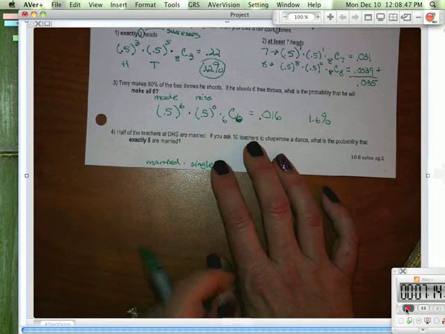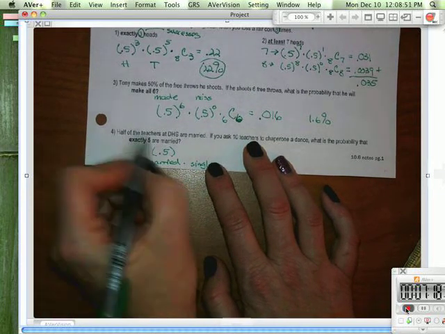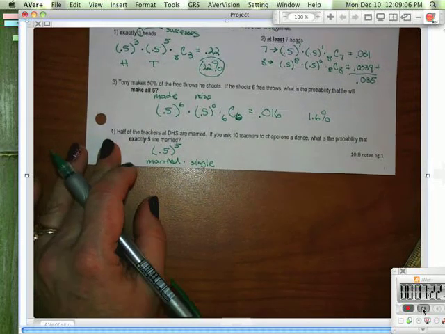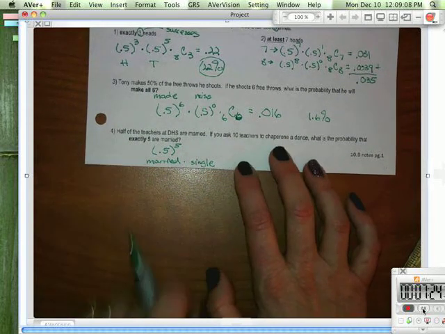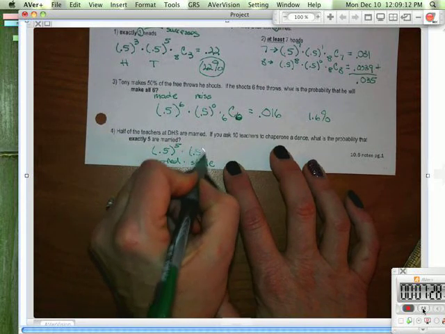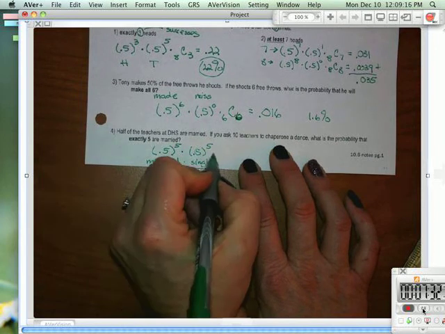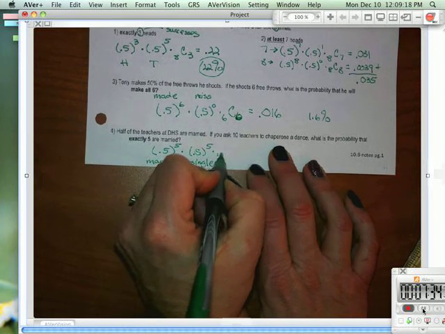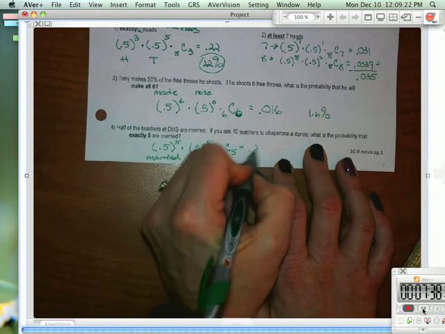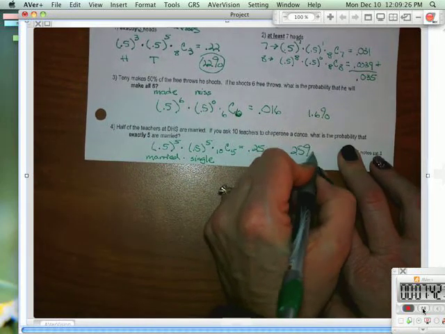So 50% chance that they're married, and we want all 5 of them. We want the 5 that we choose to be married, which means that the 5 that we don't choose are going to be single. And then we have to multiply that by 10 total, choose 5. That equals 0.25, or a 25% chance that exactly 5 of them will be married out of the 10.